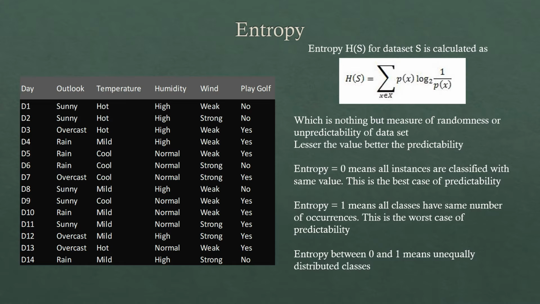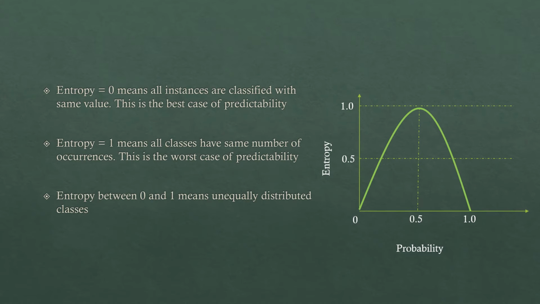Entropy between 0 and 1 means classes are unequally distributed within instances. When we plot a graph between entropy and probability, we get something like this. Entropy is 0 when probability is either 0 or 1. This is only possible when all instances belong to the same class. This is the situation where predictability is best achieved with highest accuracy.